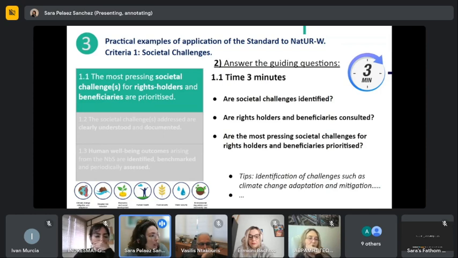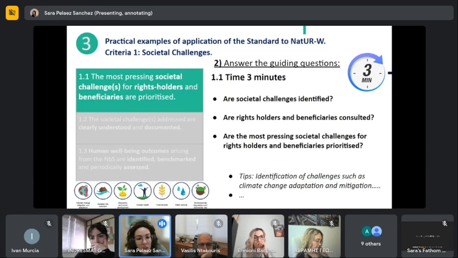And we're going to apply the first indicator. So you need to identify the societal challenges in NatUR-W. You need to identify and give a reason, yes or no, but also elaborate it. Then you need to also answer, are rights holders and beneficiaries consulted? And are the most pressing societal challenges for rights holders and beneficiaries prioritized?